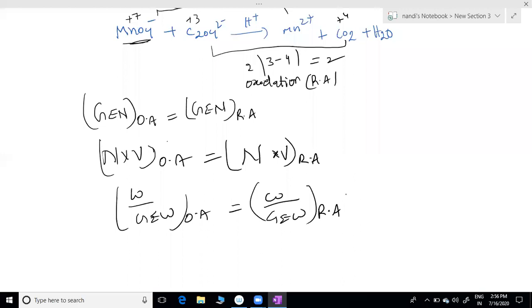You can try it. And how to find out a redox reaction? By calculating the change in oxidation number. If anything changes, then oxidation reaction takes place. That is the redox reaction. Right? Very easy concept, we are discussing only the formula.